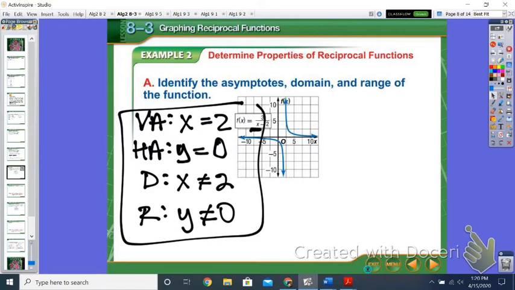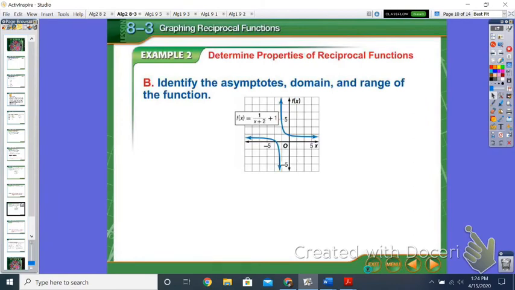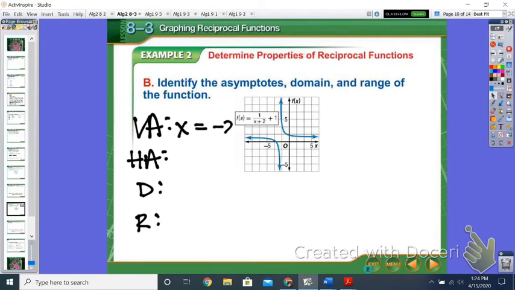Okay, looking to the next one. Same thing, I'm just going to set this up. Vertical asymptote, horizontal asymptote, domain, range. For the vertical asymptote, I'm looking at what value of x creates a 0 in the denominator. That would be x equals -2.